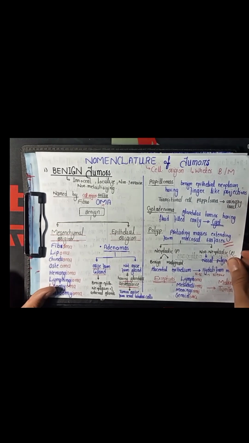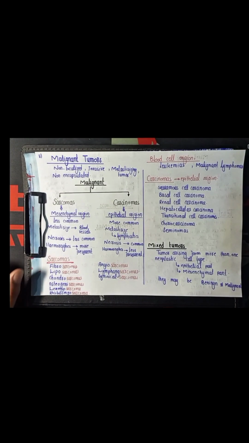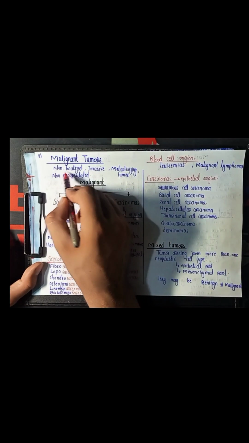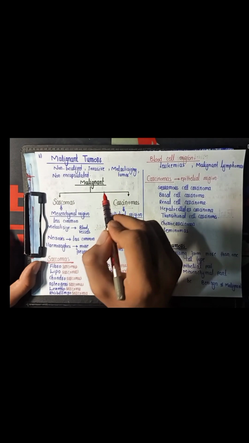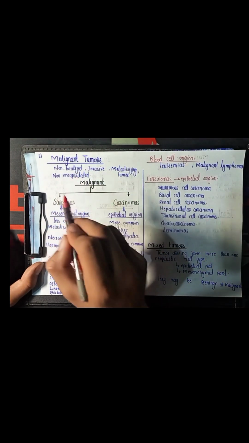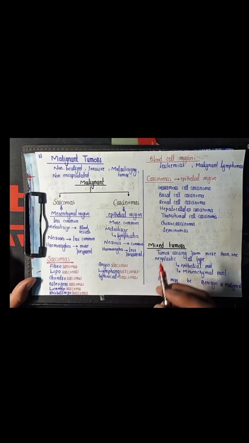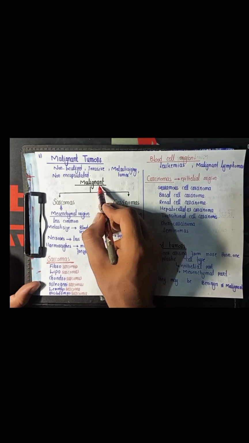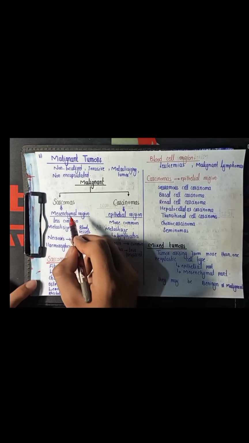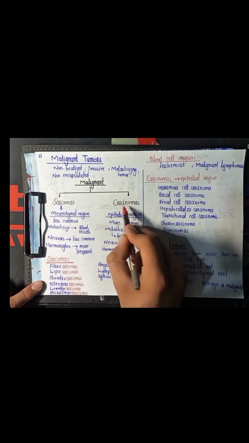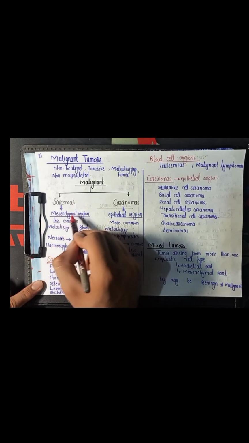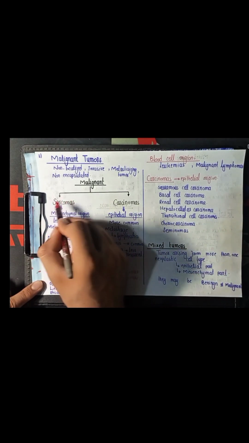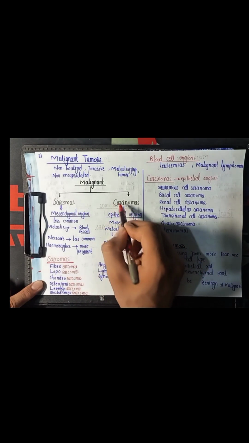अब बात करते हैं about the nomenclature of the malignant tumors. So the malignant tumors are non-localized tumors and they can spread. So these tumors show invasion and metastasis, and the malignant tumors are non-encapsulated tumors. And malignant tumors are classified into two main groups. First one is mesenchymal origin and the second one is epithelial origin. So the malignant neoplasms of the mesenchymal origin are known as sarcomas, whereas those of the epithelial origin are known as carcinomas.